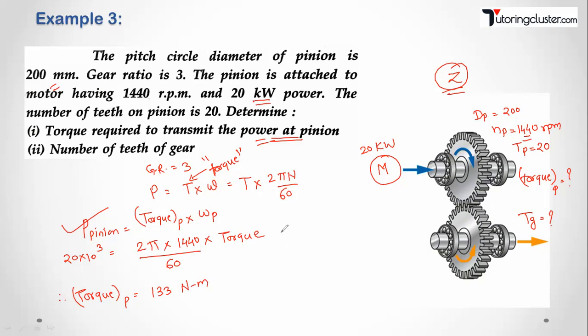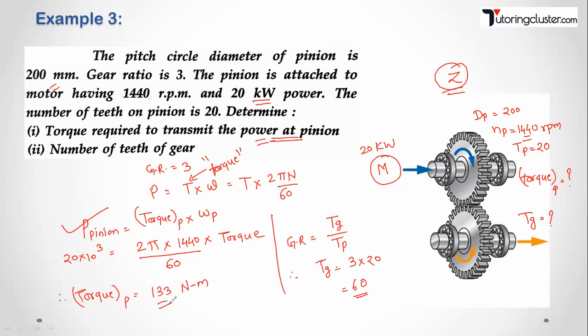And second, gear ratio they have given you. So gear ratio, how we define? Number of teeth on the gear to the number of teeth on the pinion. Number of teeth on the gear, TG, which is equal to the gear ratio, 3, into TP. What is TP? 20. So it is nothing but 60. So these are the two answers.